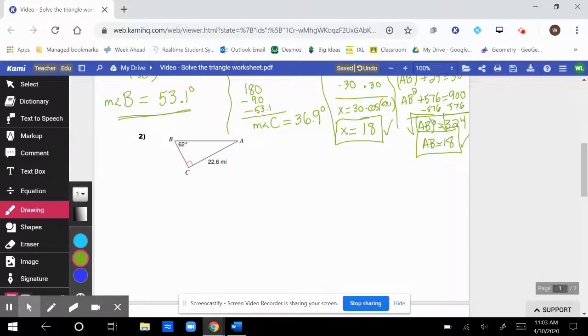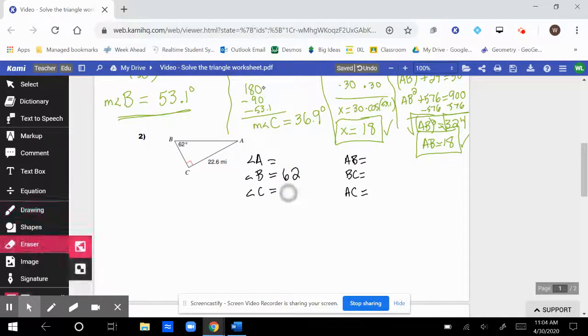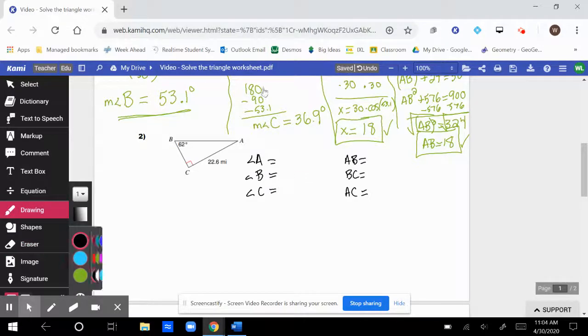Okay, so this last one, all right, I'll go through it a little quicker. Okay, we have the three angles and three sides. Okay, they gave us angle C is 90. They also gave you angle B is 62. Excuse me, I'm going to go back and put those in blue. If you remember, blue represents the ones that they gave us. Green was the ones that we solved for. The other thing they gave you is AC is 22.6.